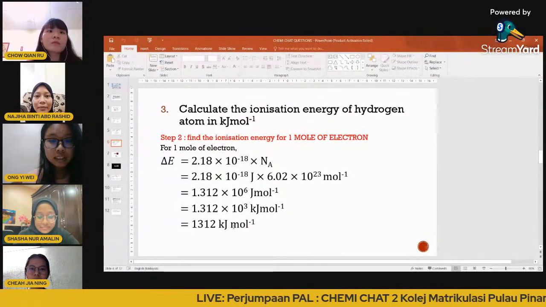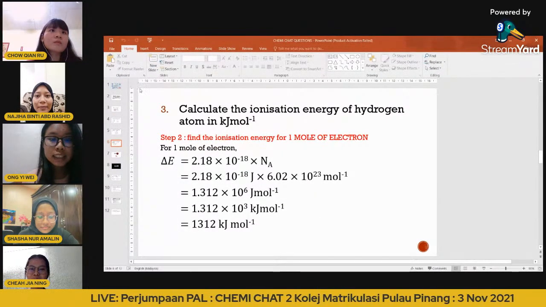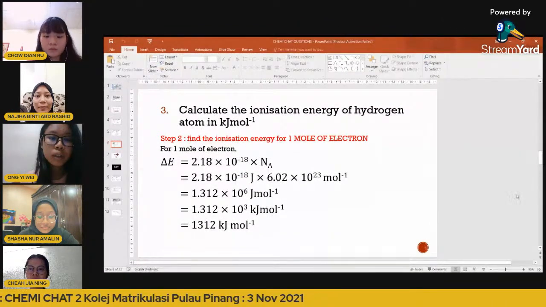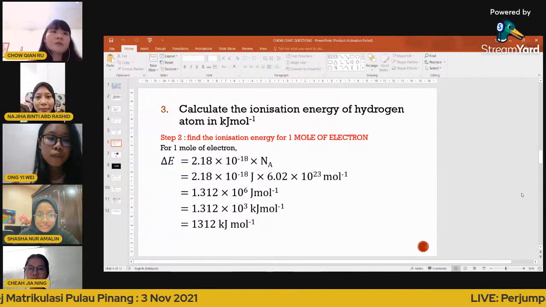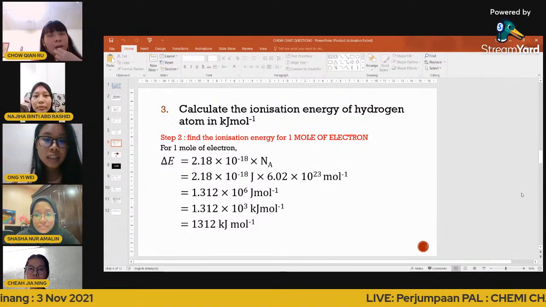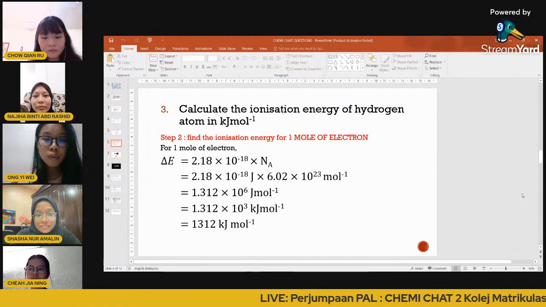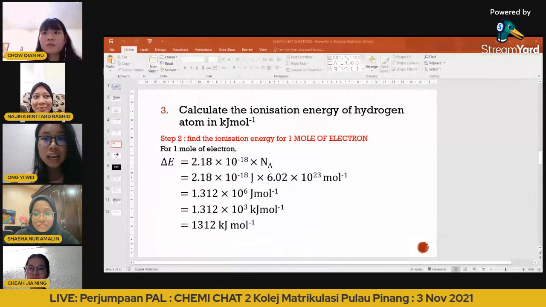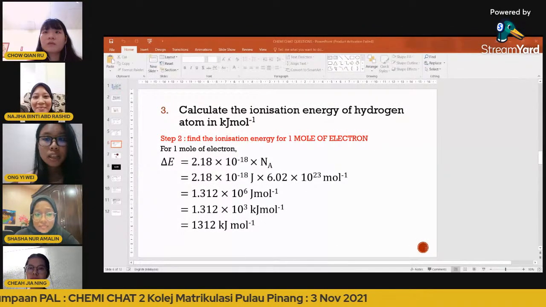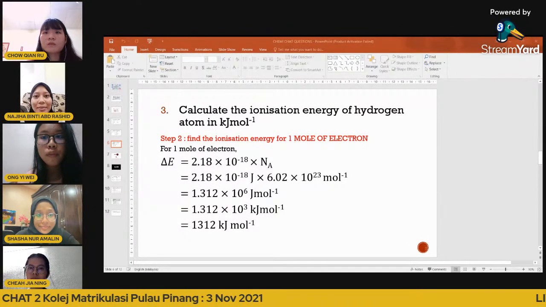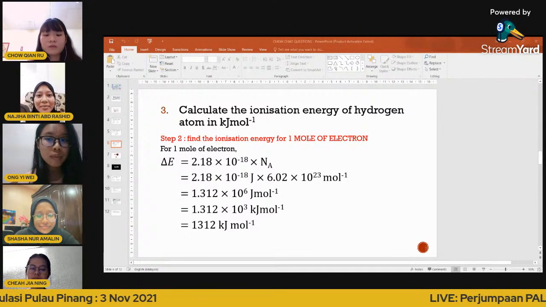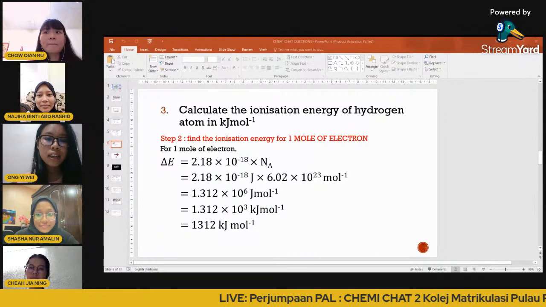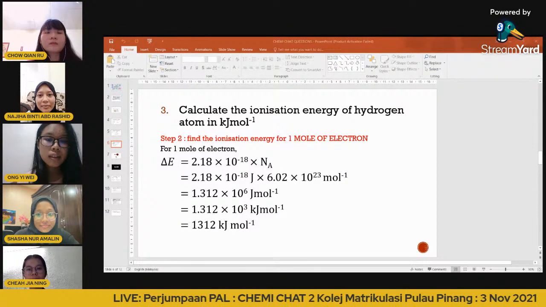Okay, next, step 2 is we have to find the energy for 1 mole of electron. Why do we have to find the ionization energy for 1 mole of electron? Because according to the definition of ionization energy, it is the minimum energy needed to remove 1 mole of electron from 1 mole of gaseous atom at the ground state. Therefore, we have to find the ionization energy for 1 mole of electron.